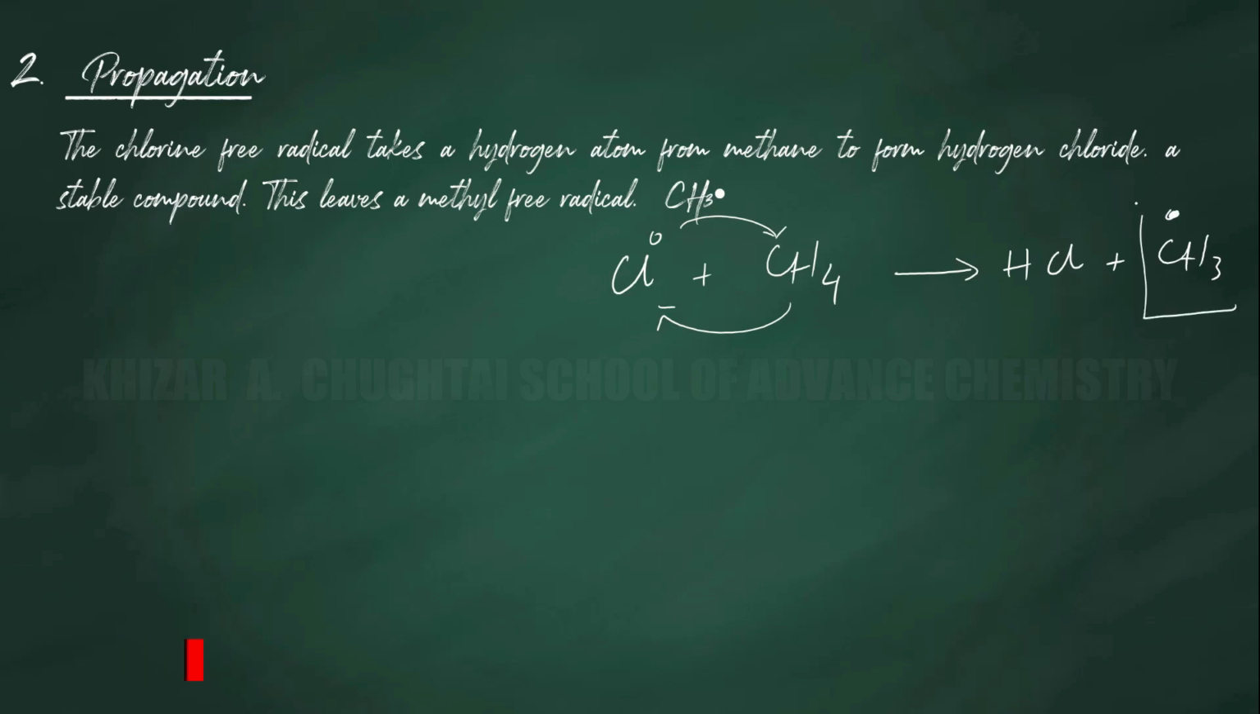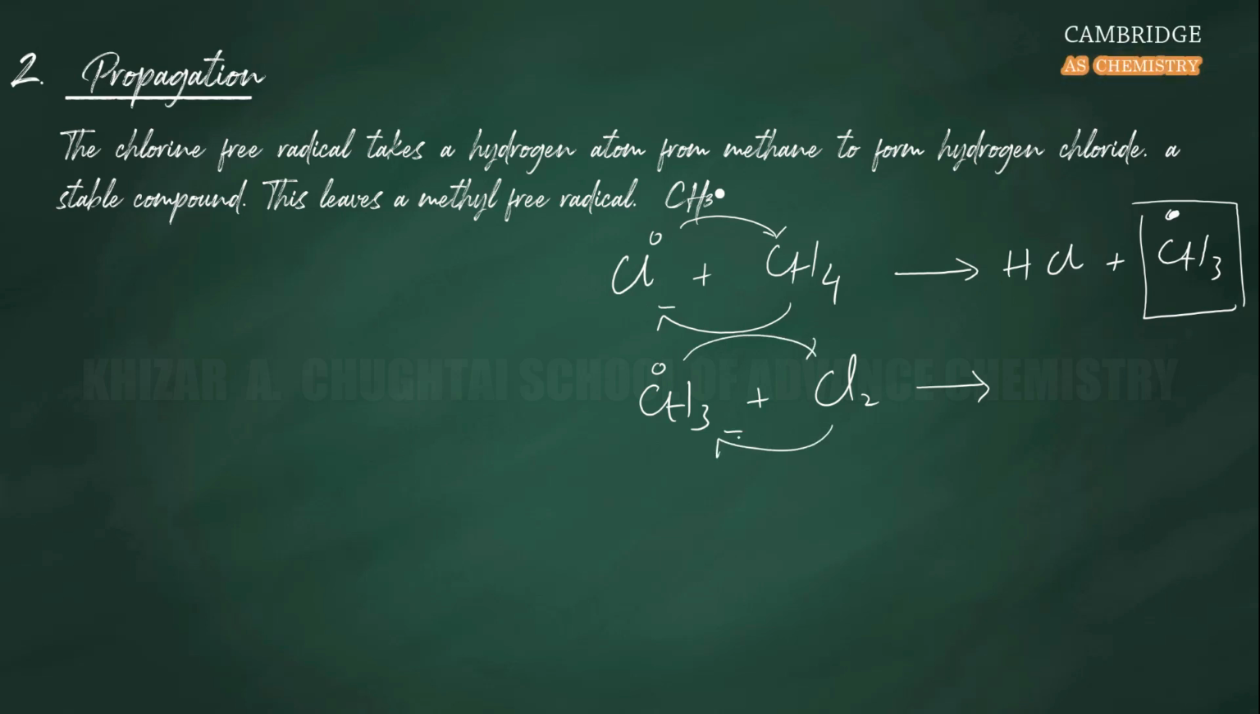Now this CH3 has become a free radical, so it has high energy. The next chance is CH3 radical will collide with unbroken Cl2 molecules. And once again, there is exchange of radical and a halogen atom. We will get Cl radical plus CH3Cl, a normal neutral species. So once again Cl radical has been formed.